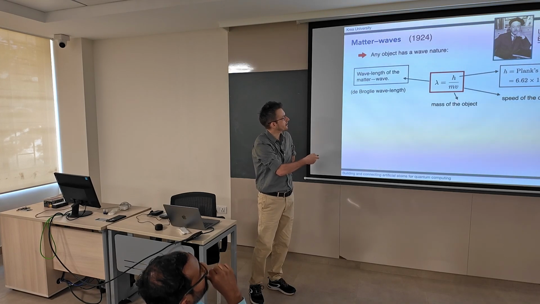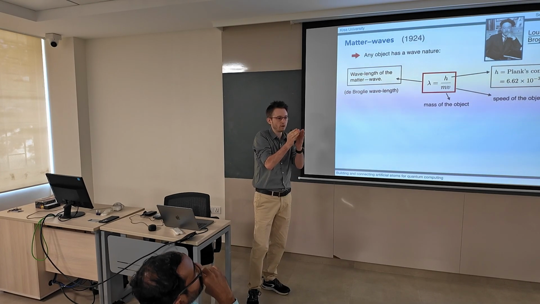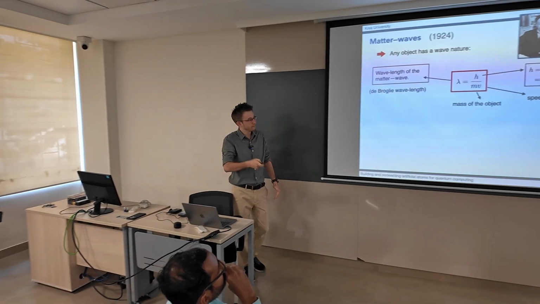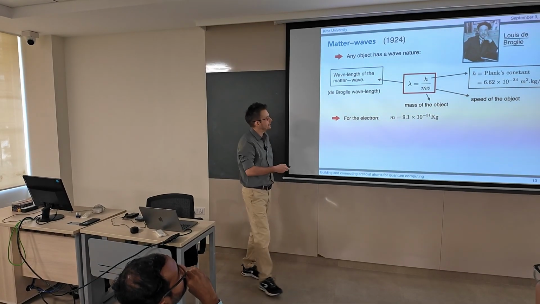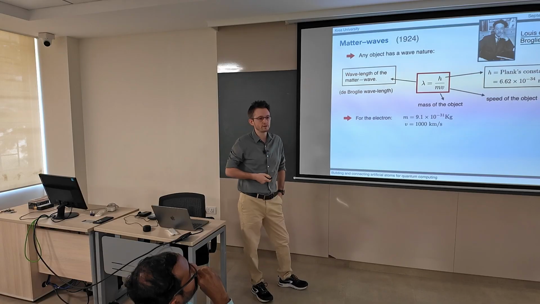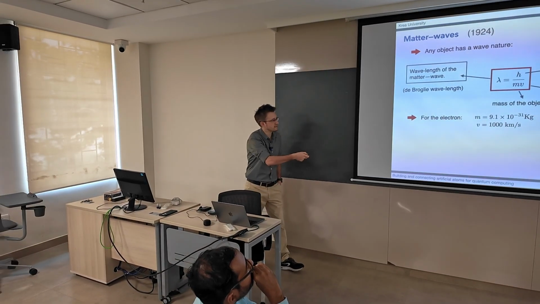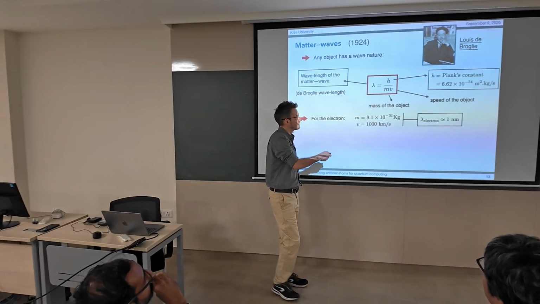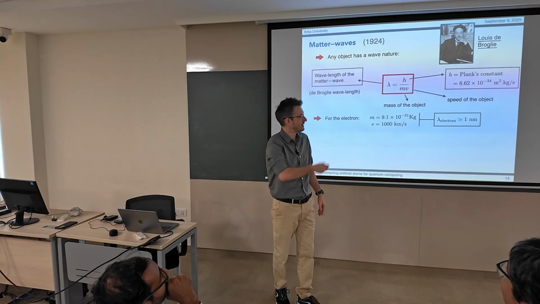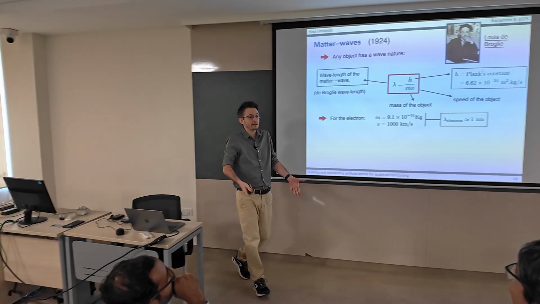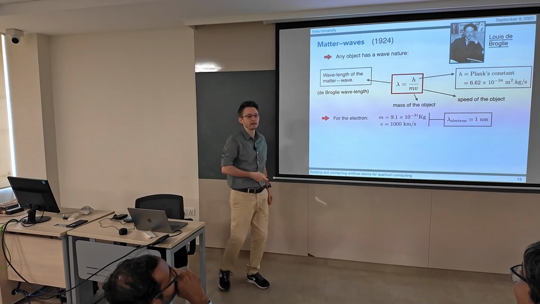So it means that the heavier the object, the faster the object, the smaller and smaller the wavelength of your object gets. What does that mean? If I take the mass of an electron, which is 10 to the minus 31 kg, and make it go at 1,000 kilometers per second, a typical number in some experiments, you'll see that the wavelength of your electron is about 1 nanometer. At the microscopic scale, it matters a lot, and that is why we'll see a lot of quantum behavior from the electron.